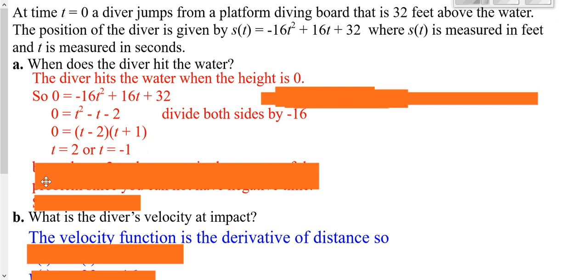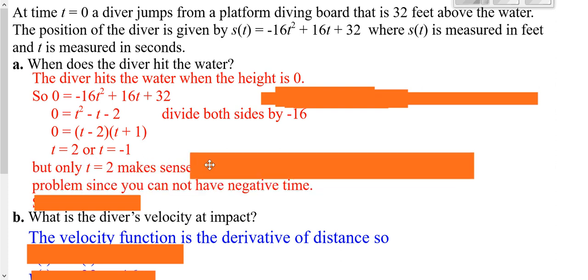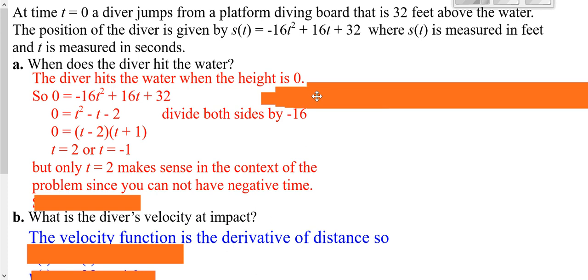So at this point, you've got to think, oh, well, t is representing time. So we could have a time of 2 seconds, but it doesn't make sense to have a time of negative 1 second. So we would know our time is 2 seconds.